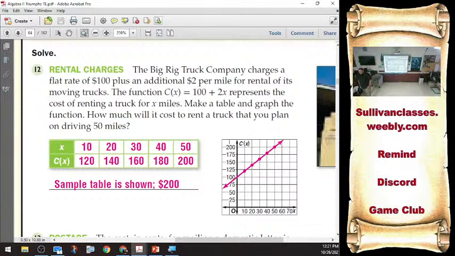Boy, they are just so original with how they write these word problems. The Big Rig Truck Company. Okay. Vroom vroom. $100 plus an additional $2 per mile for rental of its moving trucks.